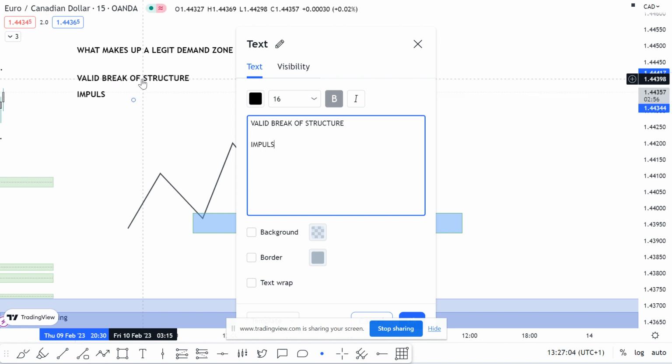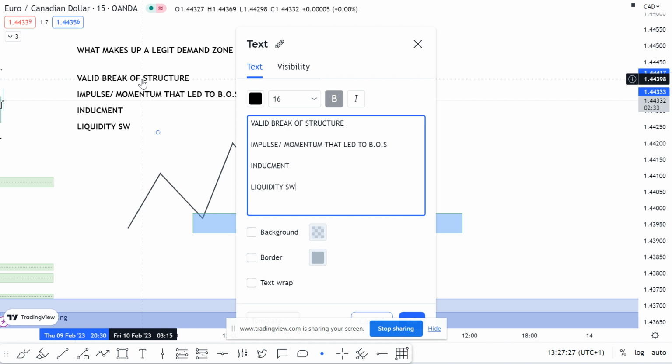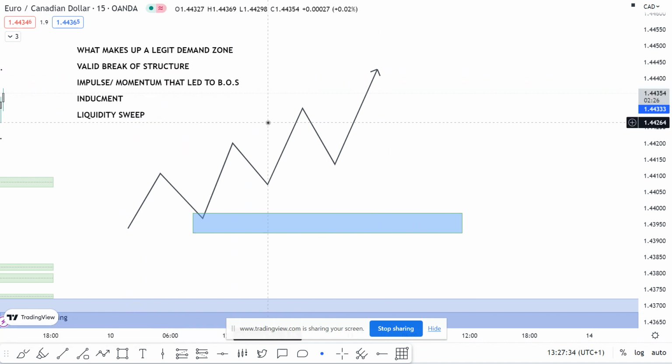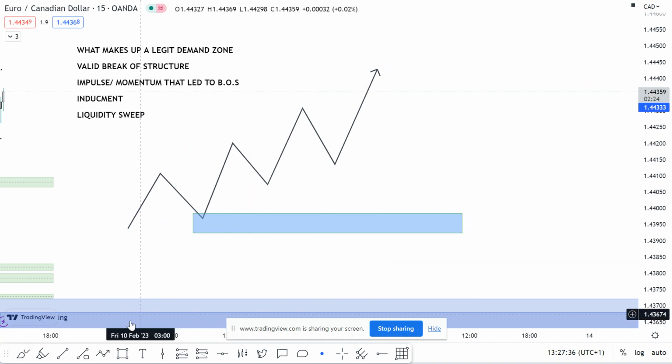Two, impulse, or you call it momentum, that led to the break of structure. The next one, inducement, and of course, liquidity sweep. Right. So these are some of my criteria that I personally use over the years.